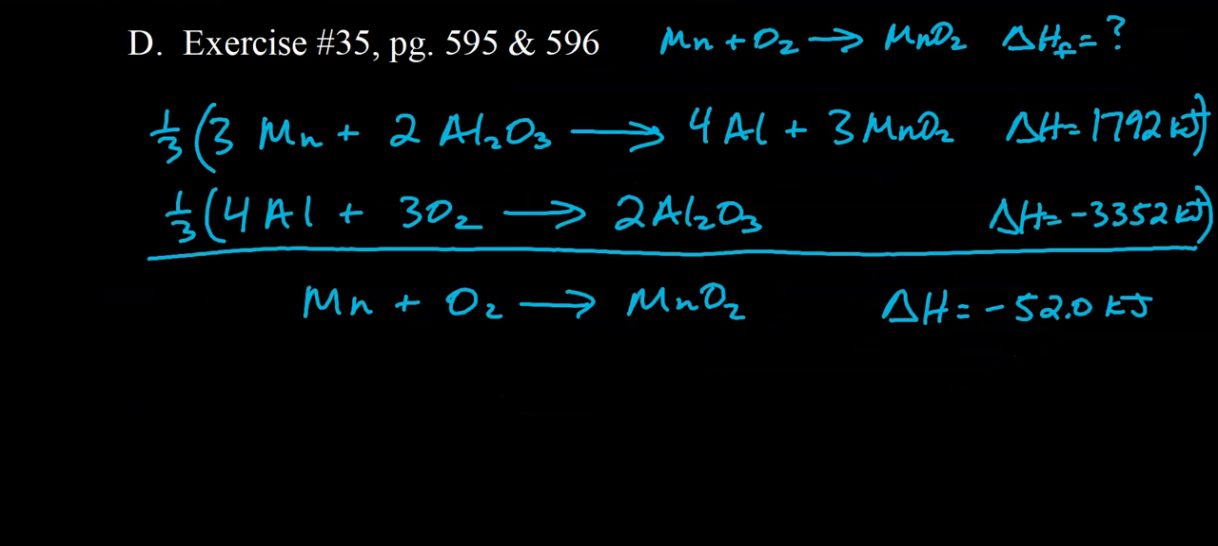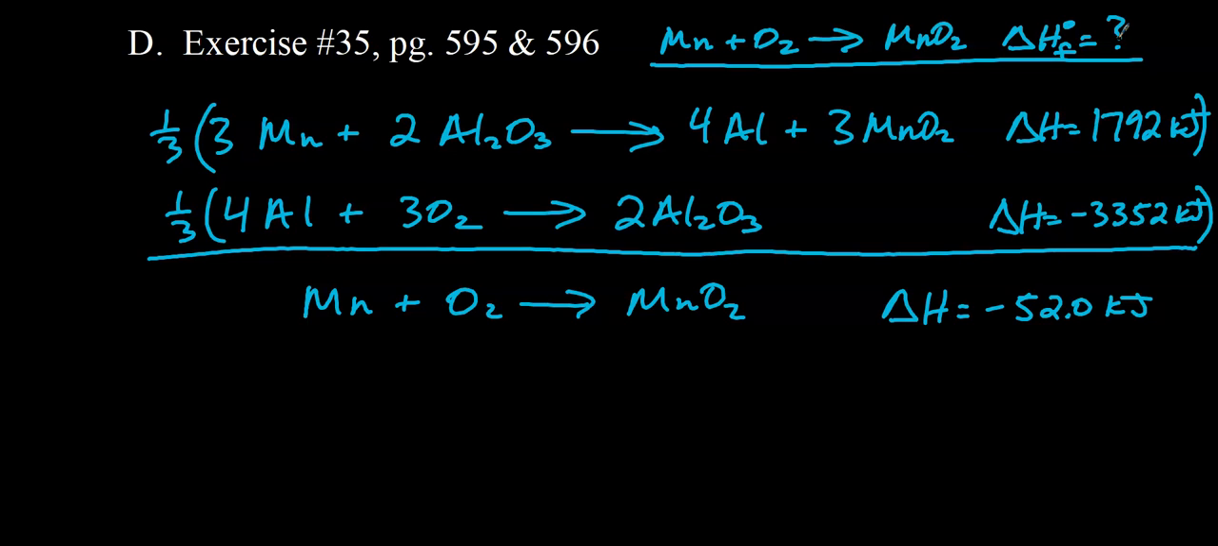Let's take a look at the solution. Here's what we're trying to find: the standard heat of formation of manganese(IV) oxide, MnO2. And so here's our equation. Remember, formation is the formation of a substance from its elements in their standard state. So we have manganese and oxygen reacting to make the MnO2. What is the delta H for this reaction?